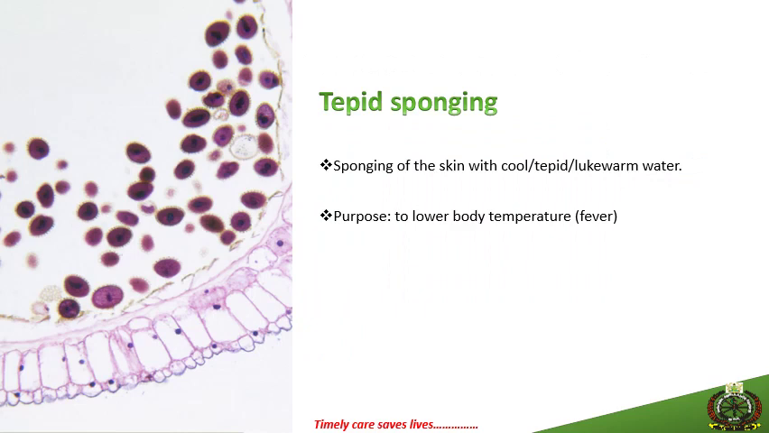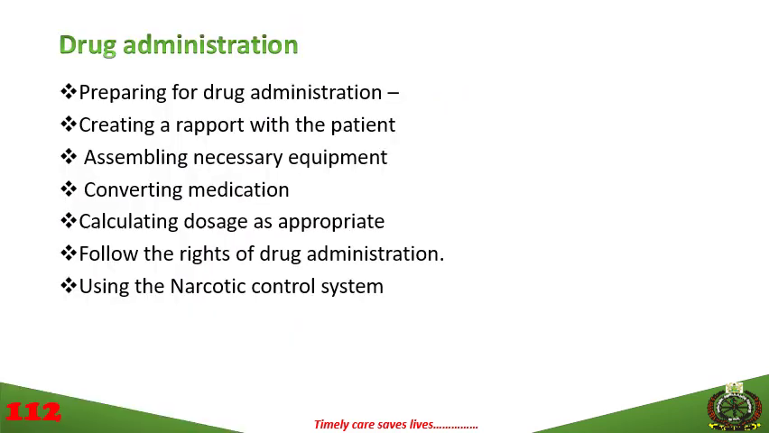The next one is tepid sponging. What is tepid sponging? Tepid sponging is the act of using tepid water to cool the patient's body temperature. Okay? Tepid or lukewarm water. The purpose is to lower the patient's body temperature.